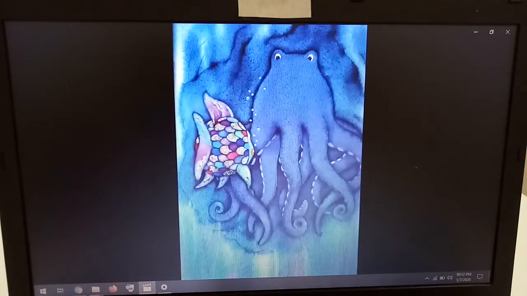"I have been waiting for you," said the octopus with a deep voice. "The waves have told me your story. This is my advice. Give a glittering scale to each of the other fish. You will no longer be the most beautiful fish in the sea, but you will discover how to be happy."